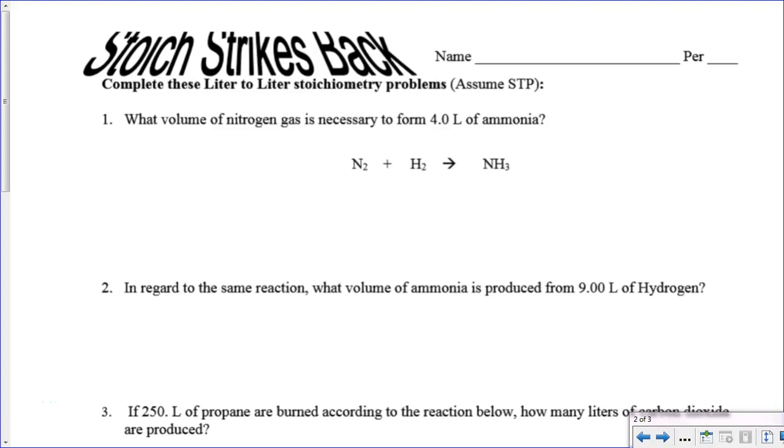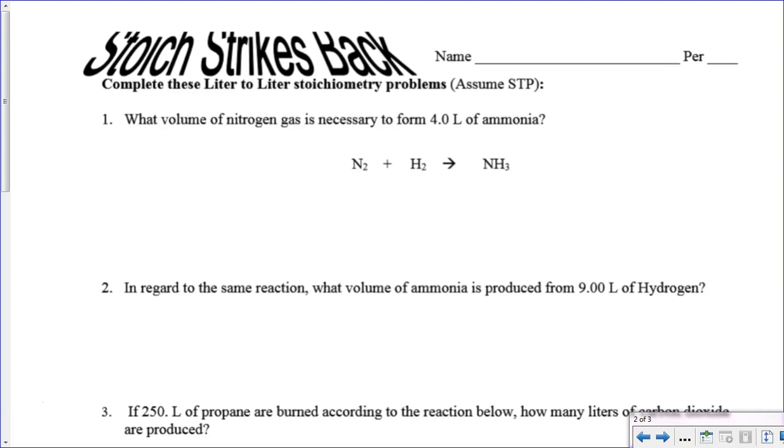This is a video key to the Stoich Strikes Back assignment. This assignment has two parts. The first part includes a type of problems which is known as leader-to-leader problems, which are actually pretty easy. And then the second half of the worksheet is mixed stoichiometry problems. The mixed stoichiometry problems are actually quite a bit challenging.